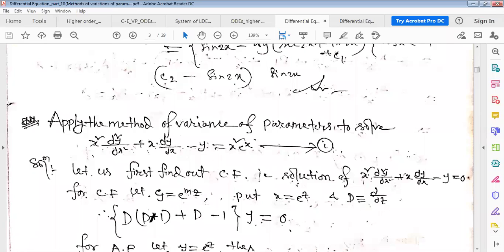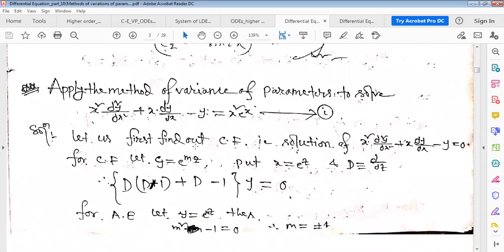Apply the method of variation of parameters to solve x square d square y by dx square plus x dy/dx minus y equals x square e to the power x. This is a non-homogeneous second order linear differential equation. Now let us first find the complementary function, that is the solution of this with the left hand side equal to 0.